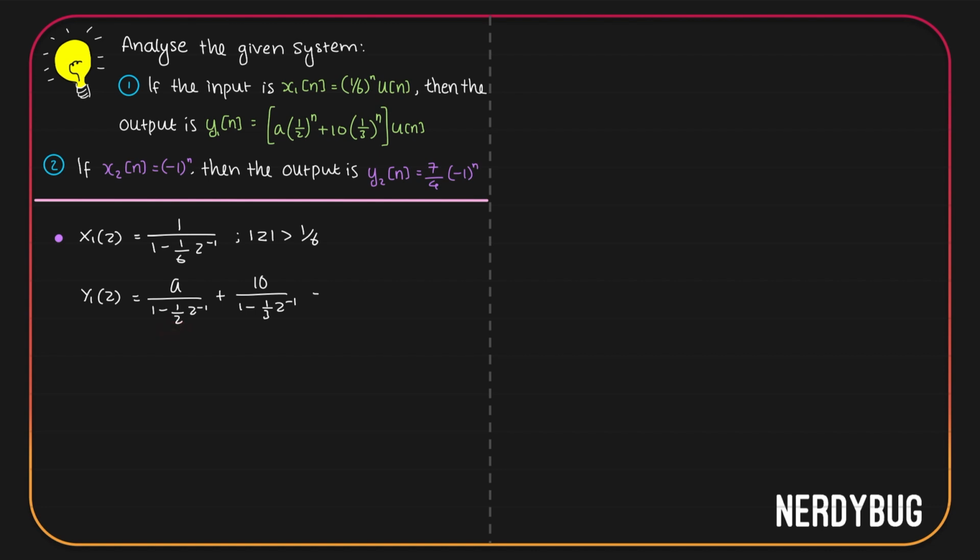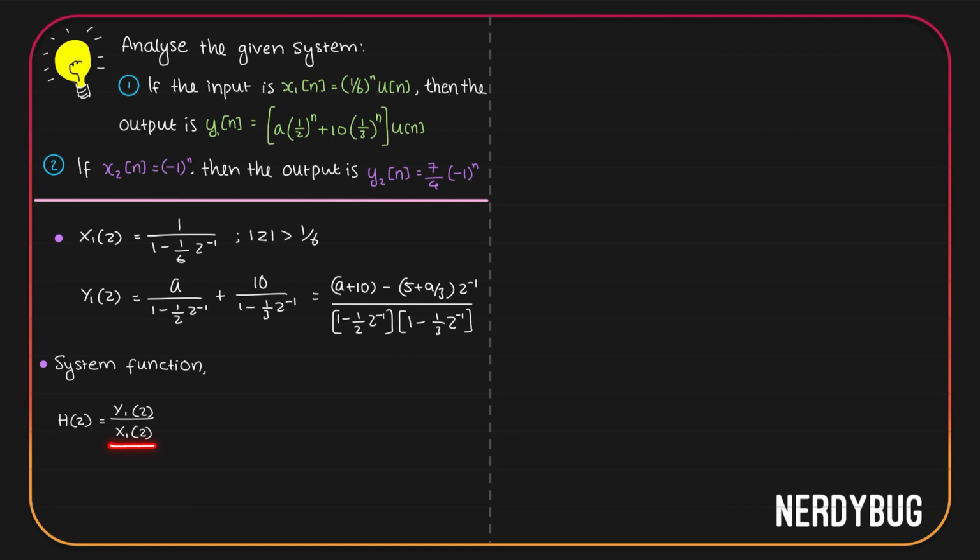Let us add these two. If you do that, you will get a plus 10 minus 5 plus a by 3 Z inverse divided by 1 minus 1 by 2 Z inverse multiplied by 1 minus 1 by 3 Z inverse. We have x1 of z, we have y1 of z. So using this, we can find our system function. It is y1 of z divided by x1 of z. Y1 of z is over here, x1 of z is over here. If you take their ratio, this is what you get.